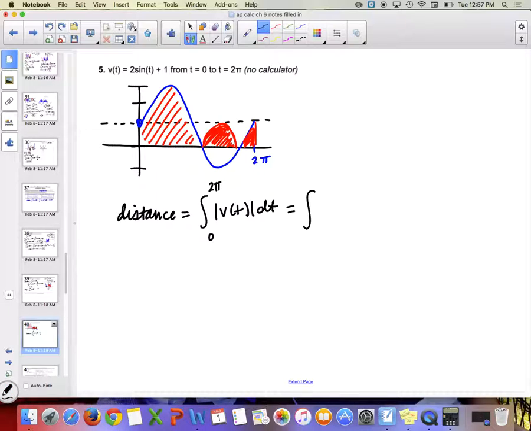So if you didn't have your calculator, you would have to do 0 to something. Uh-oh. We need to find what this point is and what this point is, right? So how do I do that? No guess and check? No. Set what? You guys are very non-specific. Set it equal to 0. Set what equal to 0? Set your velocity equal to 0, right? So your velocity 2 sine of t plus 1 is equal to 0 when sine of t is equal to negative 1/2.